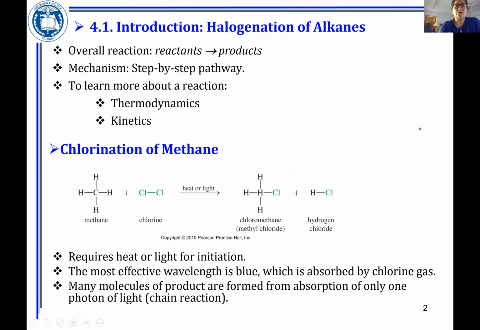The example that we are using to begin with this chapter is chlorination of methane. When we say methane, with 1 carbon and 4 hydrogens, chlorination is basically replacing one of the hydrogens from methane with chlorine. So the requirement is either heat or light. The product for monochlorination, and that means only one hydrogen would be replaced by chlorine, is going to be chloromethane, and the byproduct is HCl.